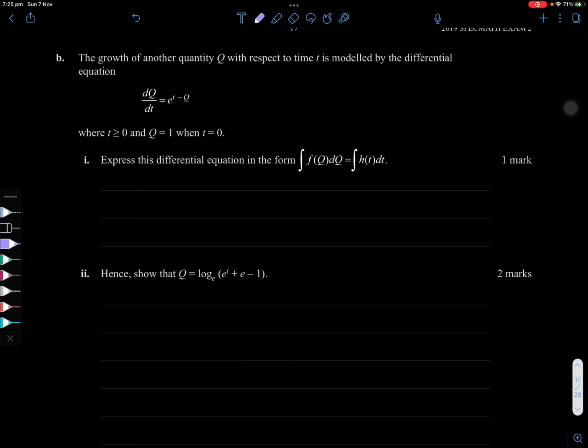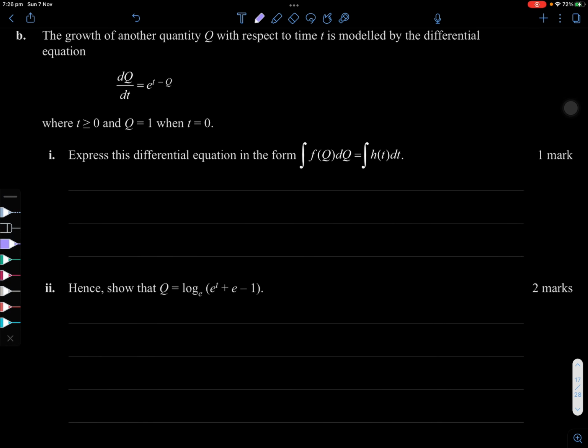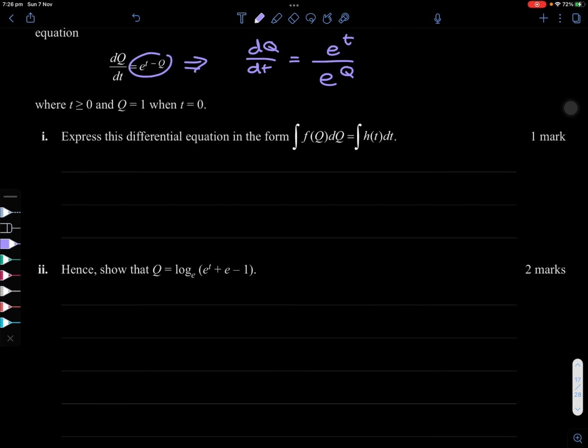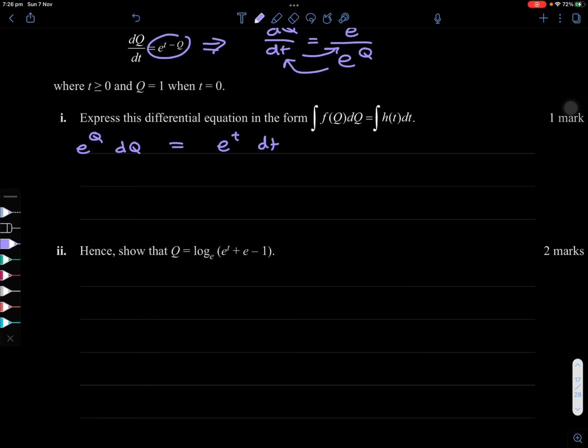The growth of another quantity q with respect to time is modeled by the differential equation below. Express this differential equation in that form. Okay. So what I'm going to do first is I'm going to write this as dq on dt is equal to, using our index laws, e to the t on e to the q. Okay. And then multiplying by that across and that across gives us e^q dq is equal to e^t dt. Okay? And then taking the integral of both sides gives us the integral of e^q dq is equal to the integral of e^t dt. Okay?